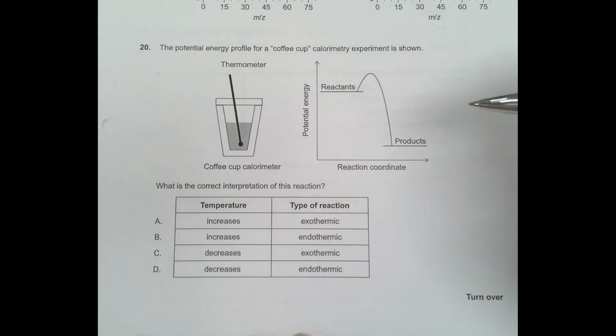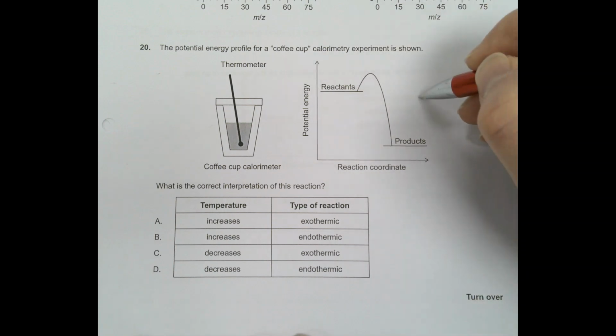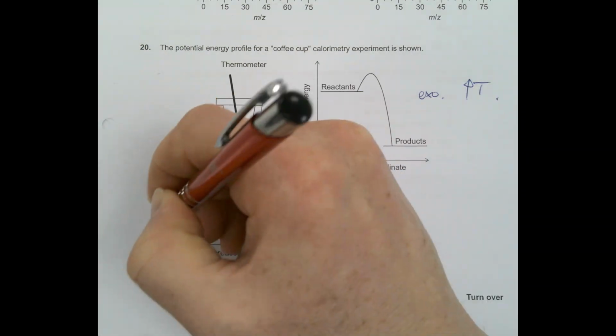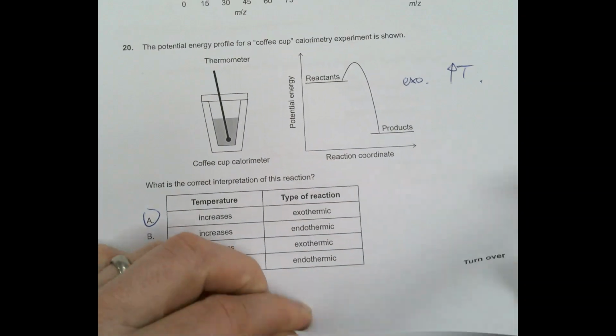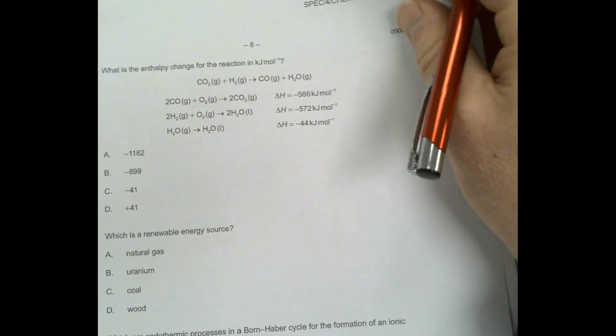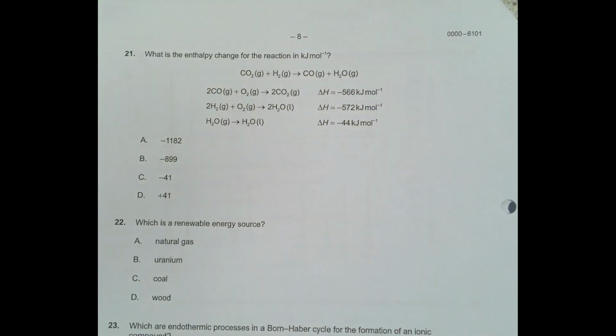What's the correct interpretation of this reaction? So this is an exothermic profile, which means hopefully that the temperature goes up. Well, it's just basic knowledge. I'm just going to move on. Question 21, a little bit more working out on this one. So I'm just going to make a couple of notes and I'll pause the video.